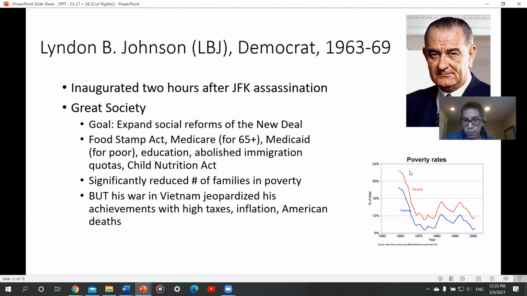This graph shows us the percentage of people and percentage of families who lived in poverty. By the time he takes over, 1960-ish, he's gone by 1969. So look at that massive drop from, what is this? 23% of people living in poverty all the way down to 12% by the time he left office. And that number will stay somewhat steady with some ups and downs.